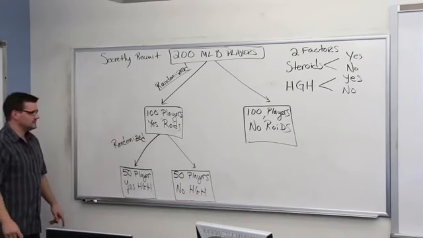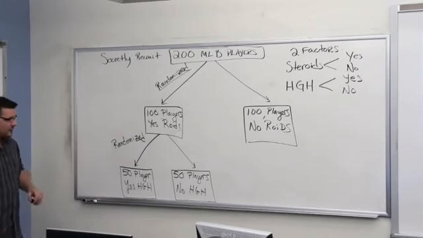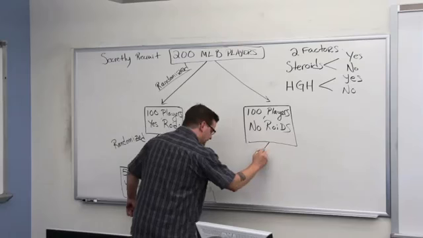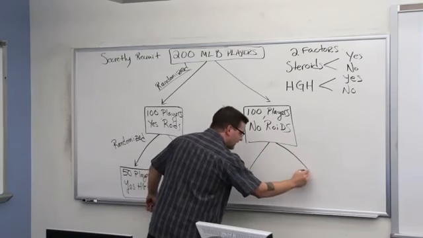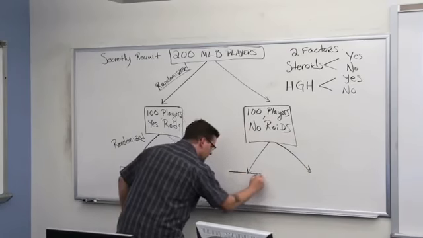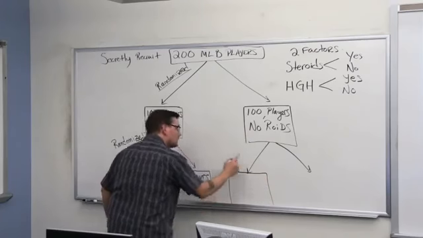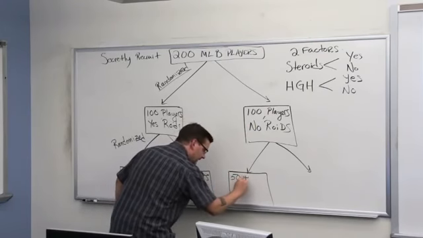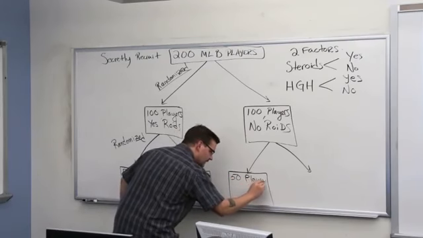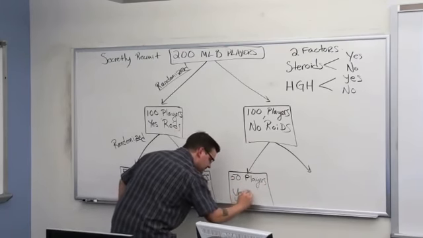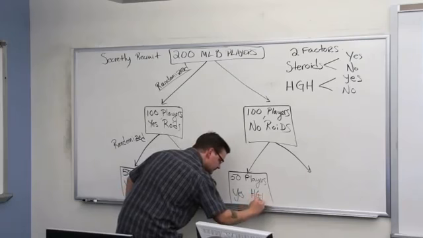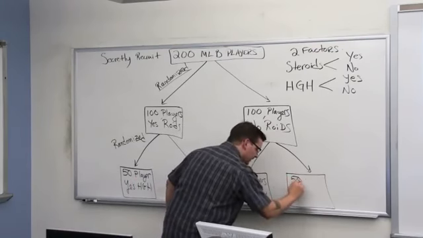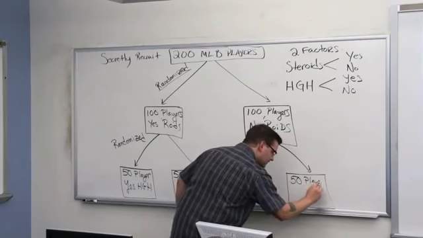HGH. You know what's going to happen on the no-roid side, right? We'll do the same thing over there. So again, this is random. We'll break these 100 into two groups. These folks will be yes, 50 players. Yes, HGH. And these 50 players here, no HGH.